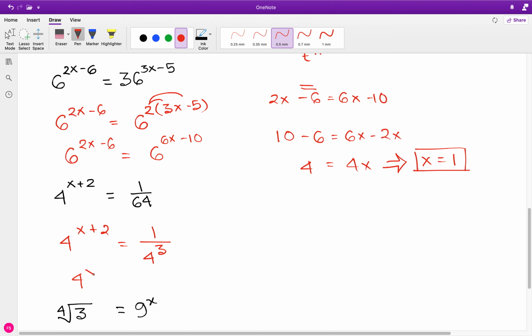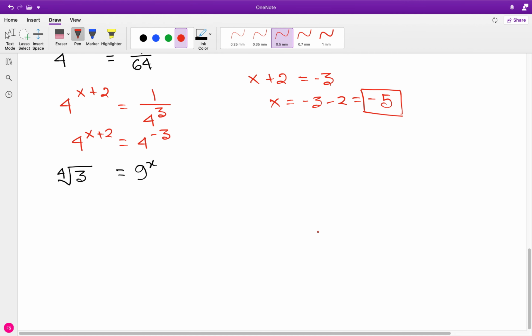This will give me 4 to the power of x plus 2 equals 4 to the power of negative 3. Then you just need to solve for the power, which is x plus 2 equals negative 3. x equals negative 3 minus 2. This will give me negative 5. The answer for this question is negative 5.